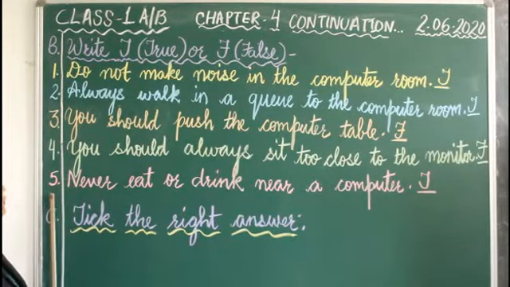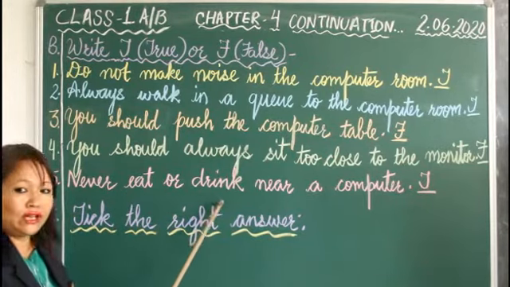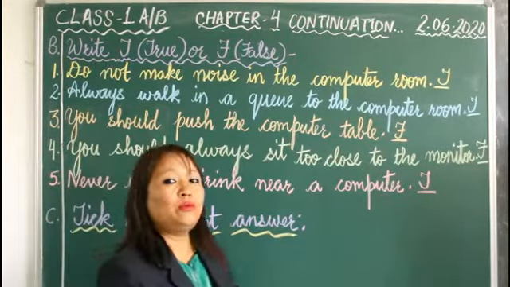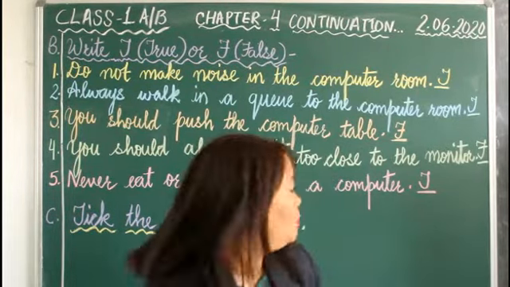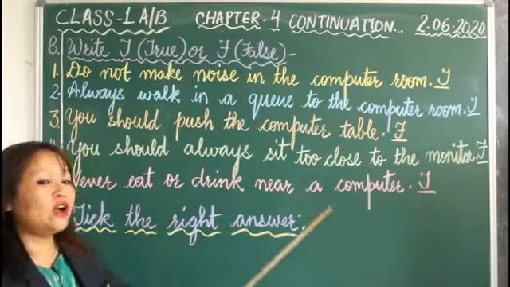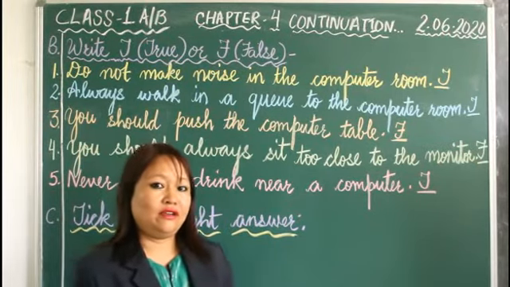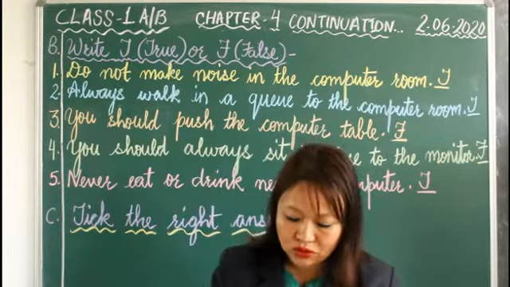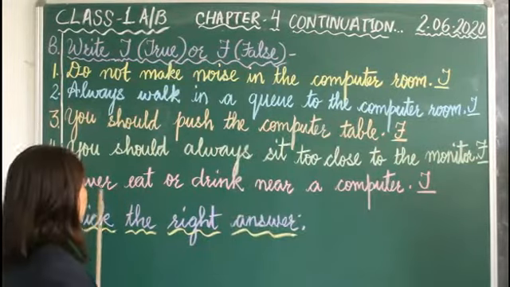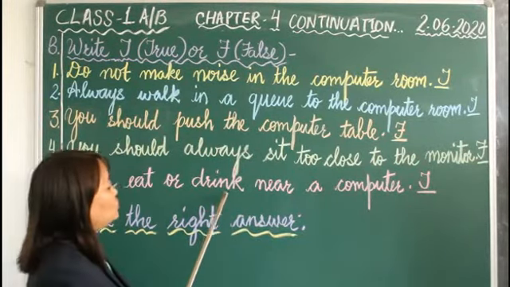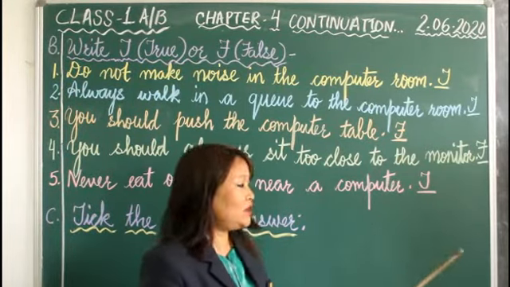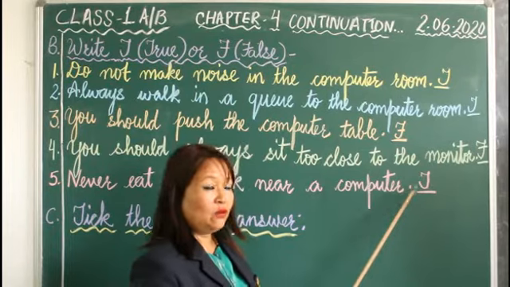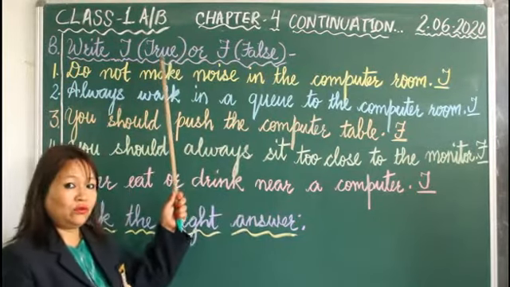Now number 5. Never eat or drink near a computer. Do you eat or drink in the computer room or near the computer? No. Yes or no? So you have to write the answer. Never eat or drink near a computer. Yes. That means you have to write T, which means true.